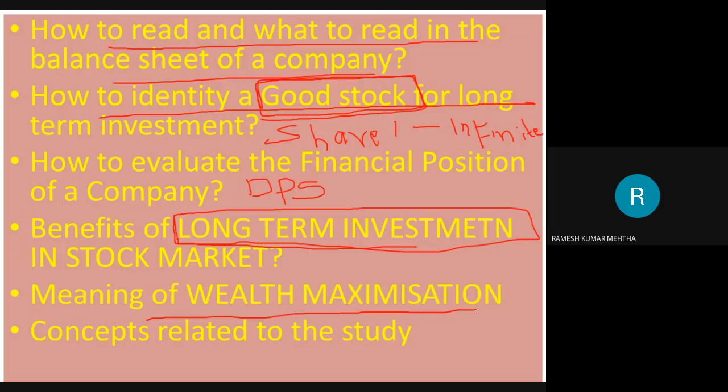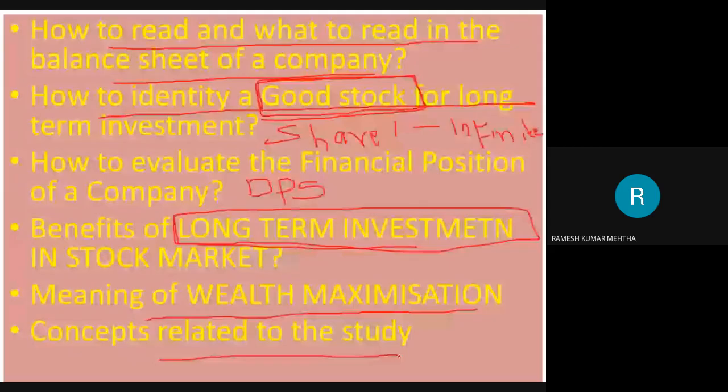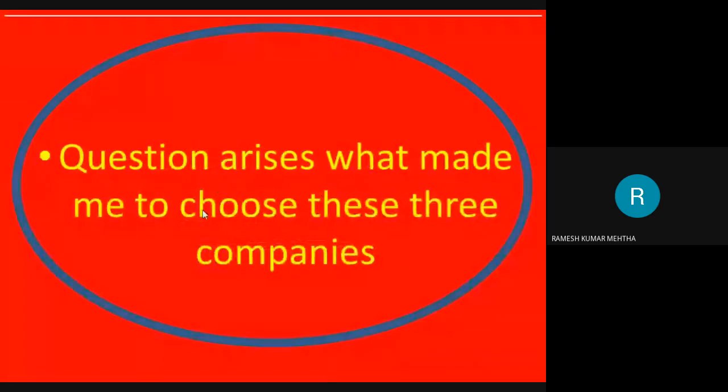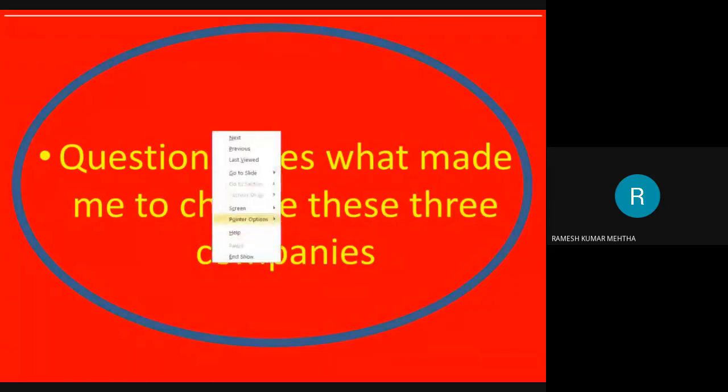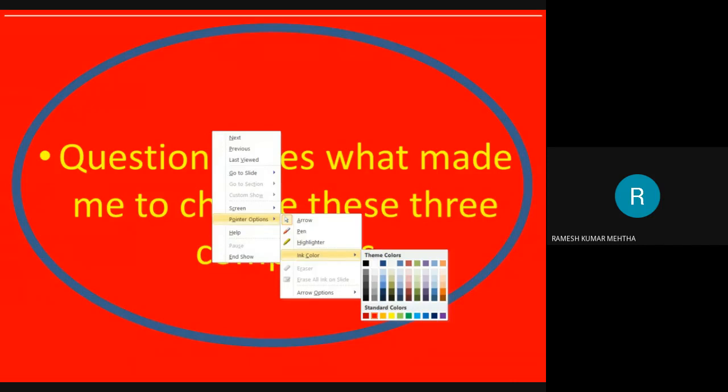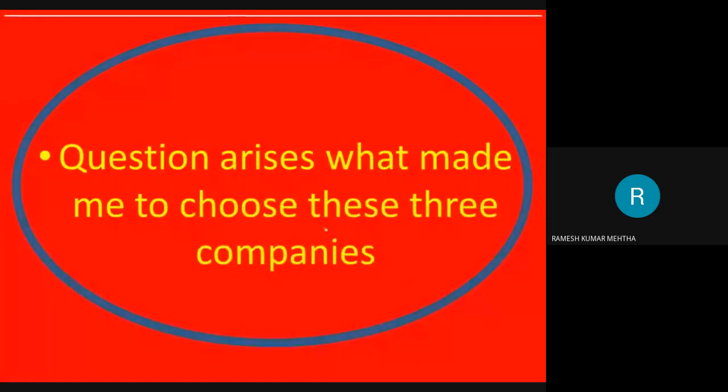And last, this particular session is going to talk about various concepts related to the study. So here the question arises: what made me choose these companies? There are primarily three companies which I have chosen for our understanding: one is Suzlon, one is Navin Fluorine, and one is SRF Limited. And we are looking at what kind of returns these companies have generated over a period of time. Apart from this, we have chosen a good number of companies for understanding how to read the balance sheet of the company.